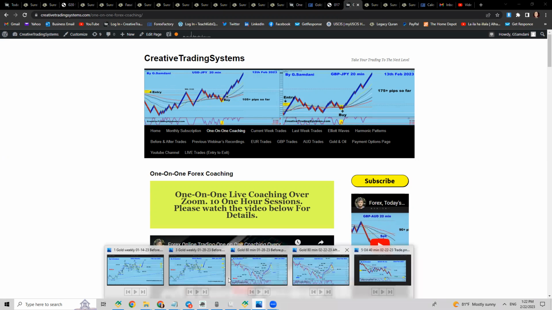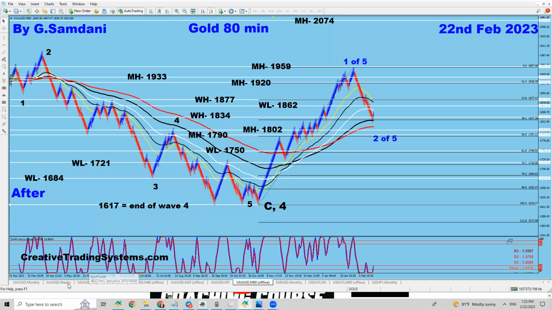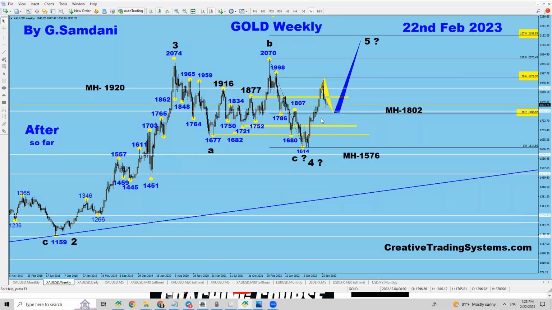Right. So this is where we stand right now. Weekly chart, and let's see what happened. Key numbers for now are 1834 and 1802. If we drop below 1834, we're dropping to 1802 and then bouncing, or we may bounce above 1834 as it is after the news.